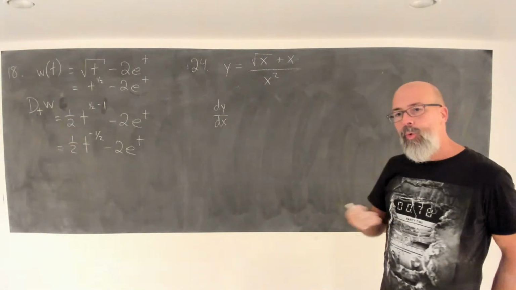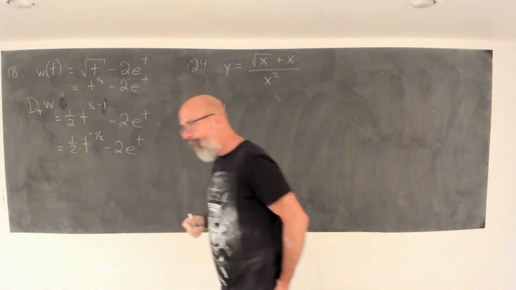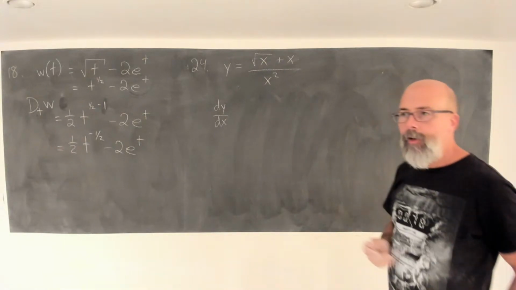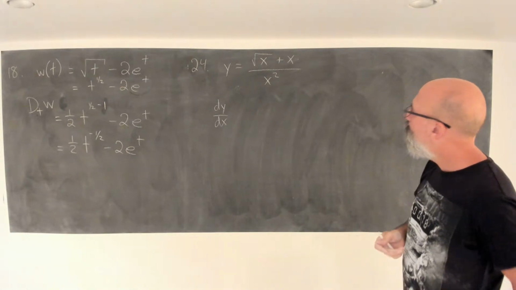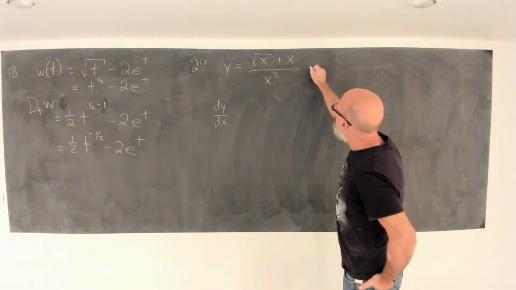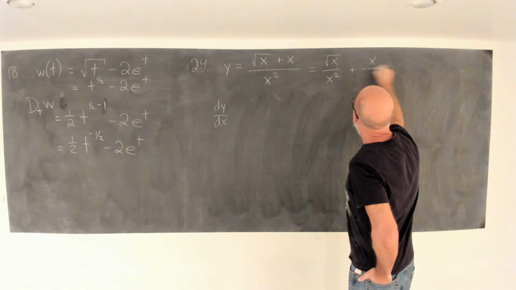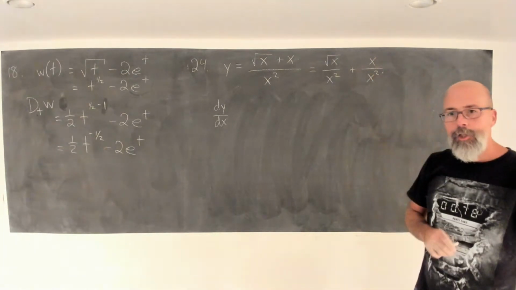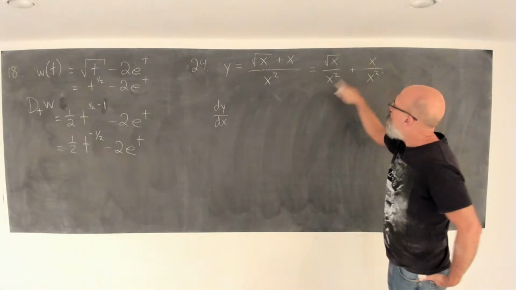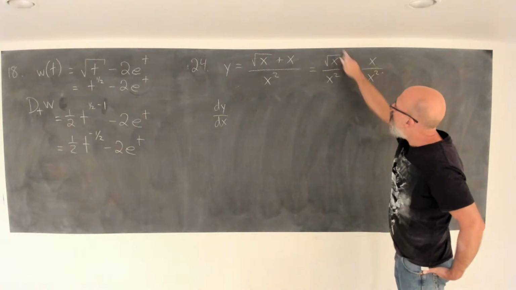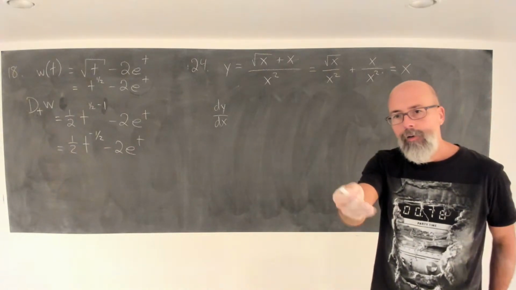What you want to do is rewrite this in a fashion that you can treat. What do we have? We have the derivatives of powers of x. So let's rewrite this as powers of x by splitting it up into two fractions. And if you split it up into two fractions, this business here is really x to some power. What power?